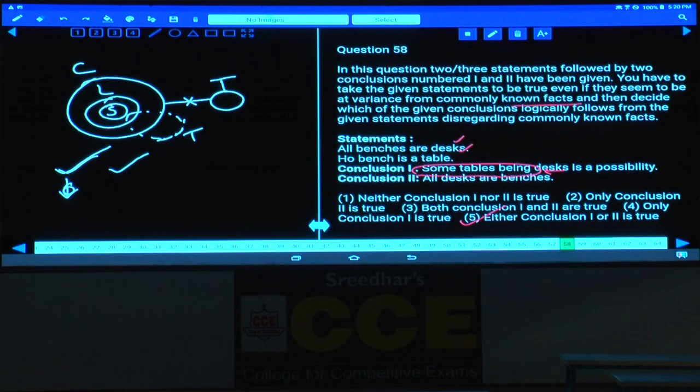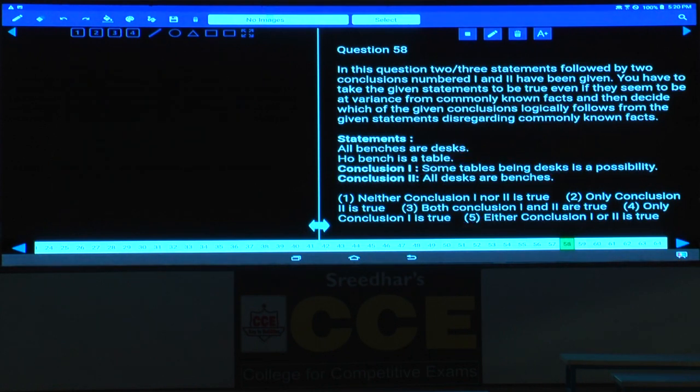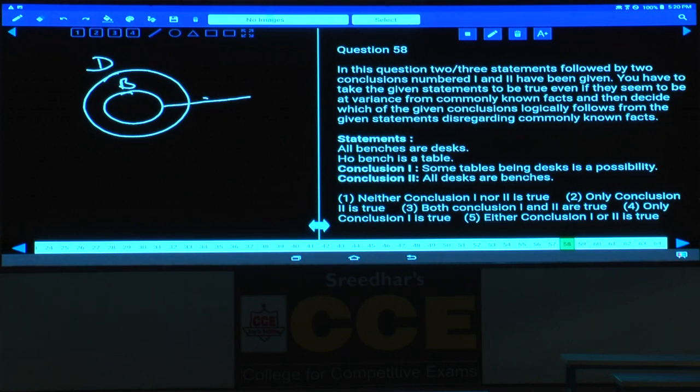Then question number 58. In this question, all benches are dusk. All the benches are dusk. And next one, no bench is a table. Bench and table should not be intersected here. Then first one is a possibility.